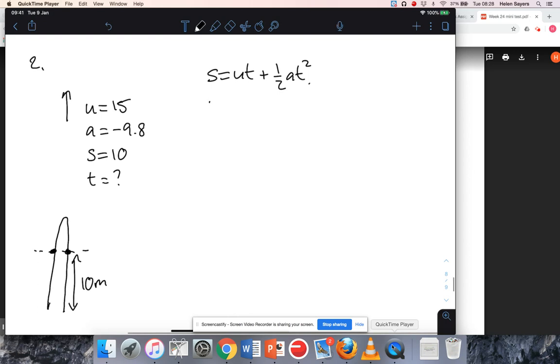Okay, so let's put the numbers in. So s is ut plus a half a, so a half of minus 9.8 is going to be minus 4.9 t squared. And you take everything over to the left-hand side. You're absolutely fine just to put that into your calculator, assuming it's not any kind of show that question. So that's how I will do it. So let's put it on my calculator.